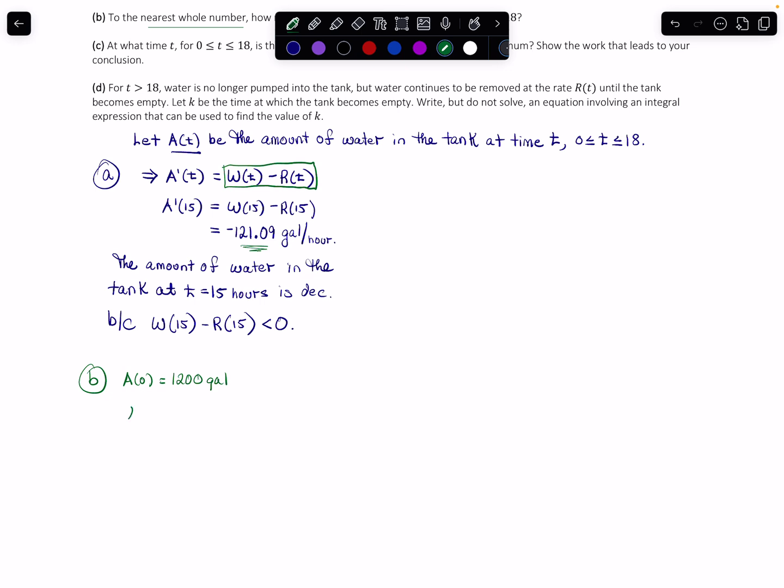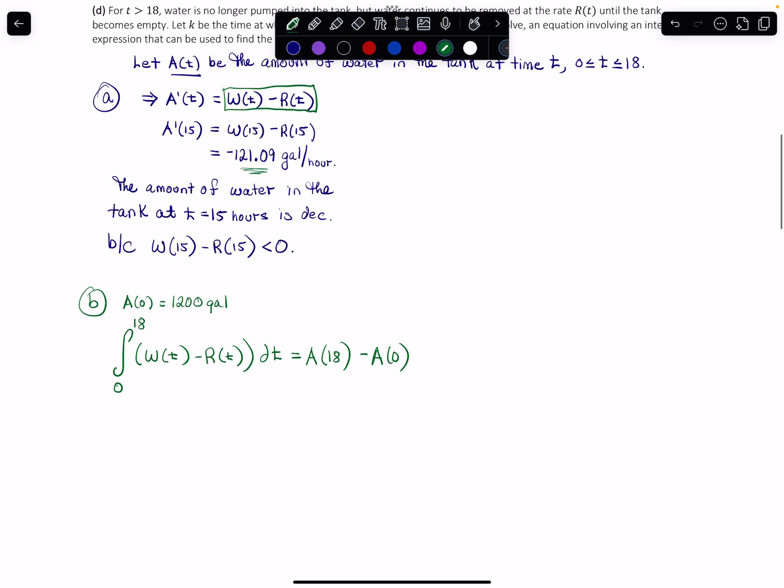So if I integrate my rate function, but my rate function is W of t minus R of t, it's not just one function, but if I integrate my rate function between time 0 and 18 by the fundamental theorem of calculus, what do I get? I get the antiderivative of this rate in minus rate out, which is the amount function. So the antiderivative is A. So I'm going to get the amount function at time equals 18 minus the amount function at time 0. Again, pretty standard practice here.